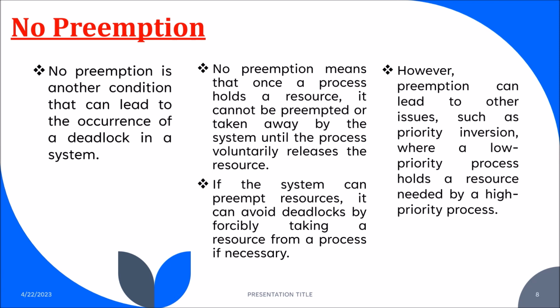If the system can preempt resources, it can avoid deadlocks by forcibly taking a resource from a process if necessary. However, preemption can lead to other issues, such as priority inversion, where a low-priority process holds a resource needed by a high-priority process.